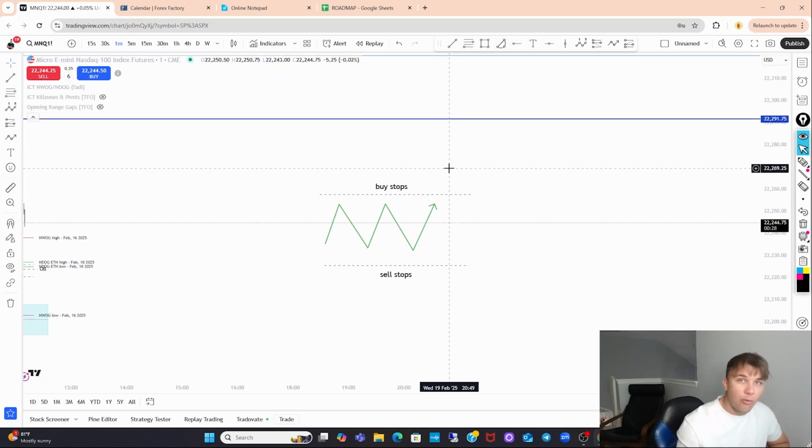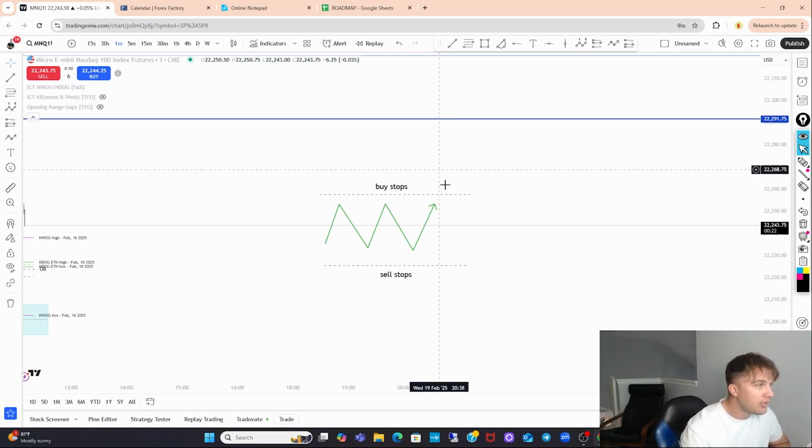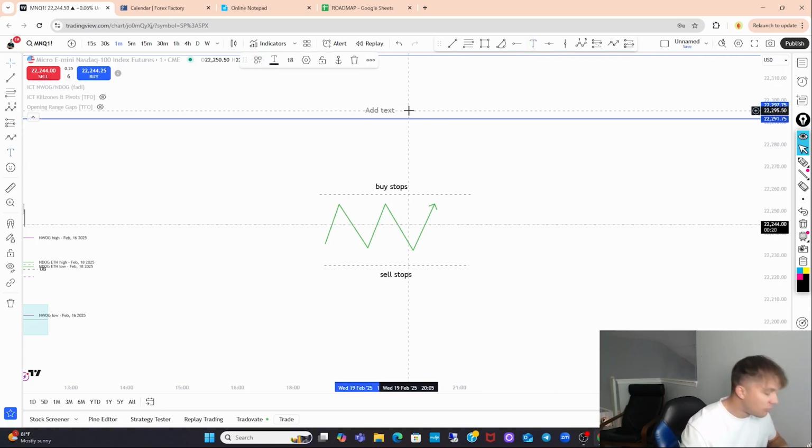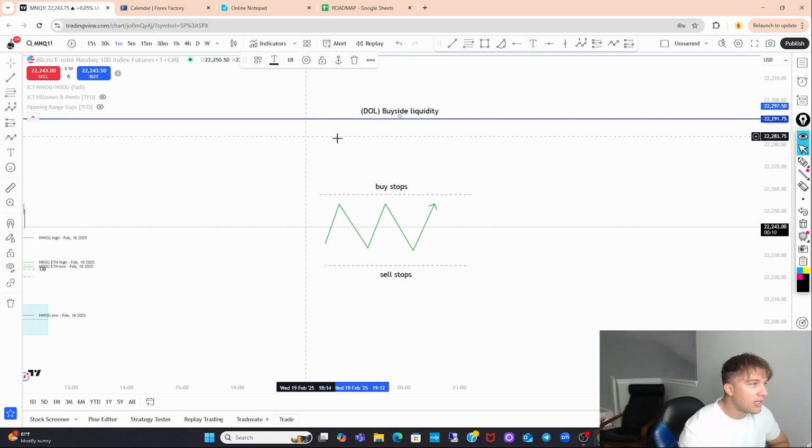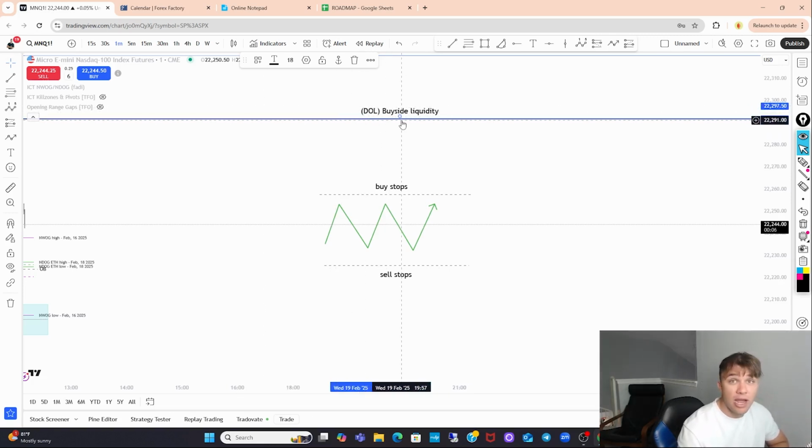Now, before we even get to the manipulation phase, we have to have a draw of liquidity. Where is price drawing to? For this scenario, this is our draw of liquidity, and it is buy side liquidity. Imagine there was resting buy side liquidity at this blue line. It could be a singular high, relative equal highs, anything that identifies where resting liquidity would be resting at.